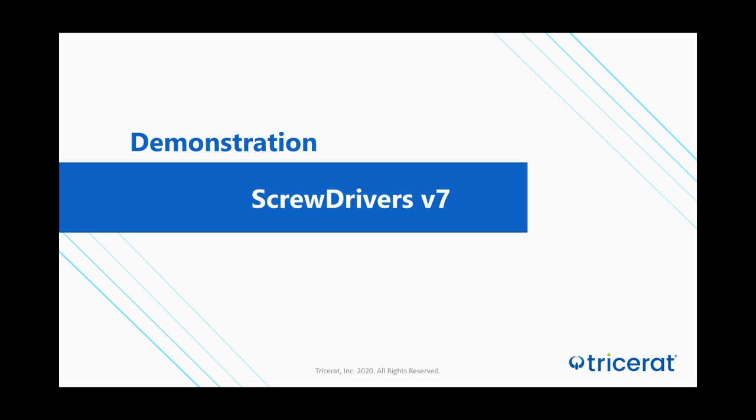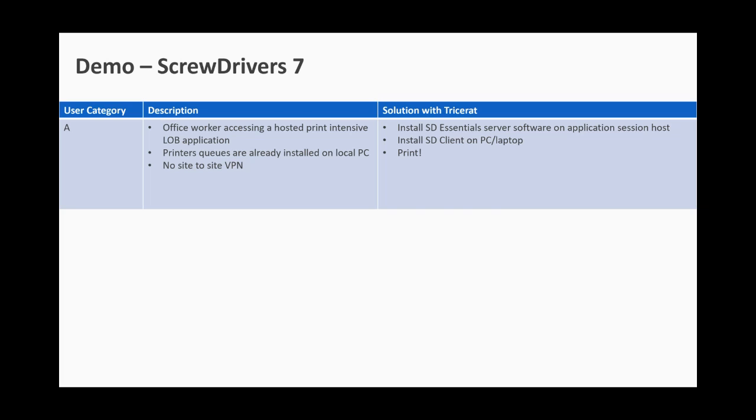What we'll do, the first demo will be for a user I call user category A. This is an office worker accessing a hosted print-intensive line of business application. So think CRM or some applications where you're logging in and printing maybe receipts or something like that, and you need it. You're printing to a local print queue because you have a local PC or a thin client or Mac or whatever that has the printer plugin, and there's no site-to-site VPN. In this case, I'm going to demo this using Windows Virtual Desktop, meaning that I will log into Windows Virtual Desktop and show you how this is configured, and then show you how this is printed.